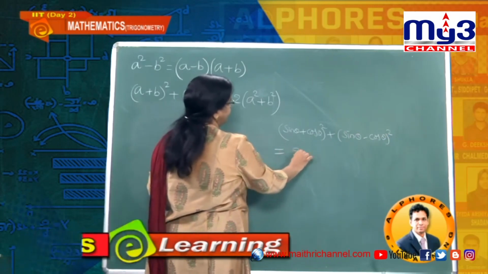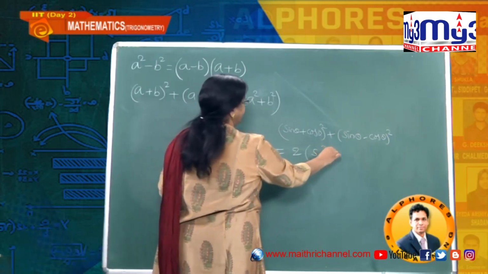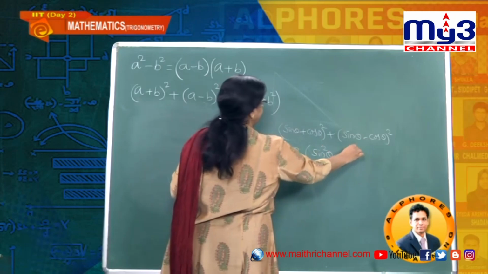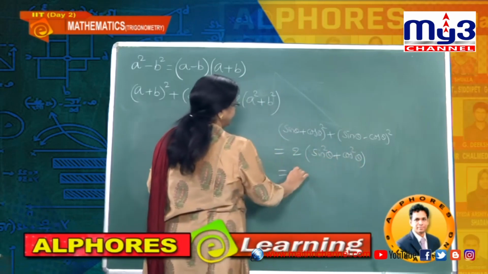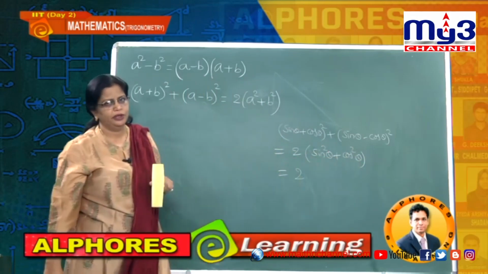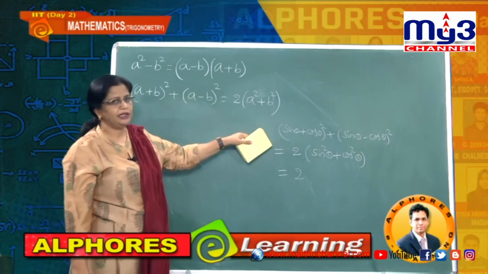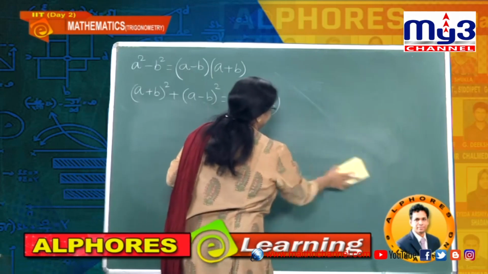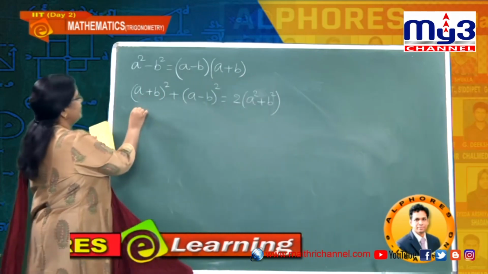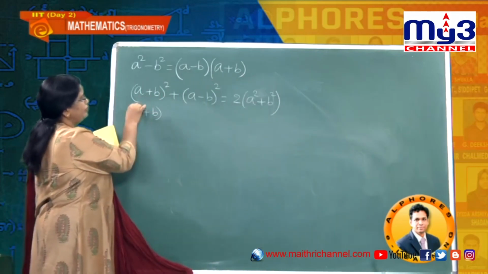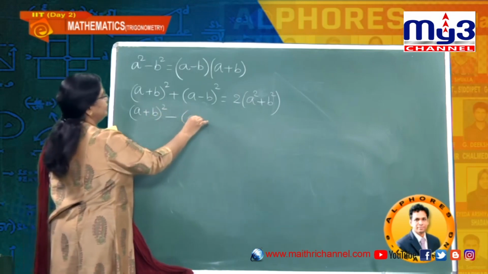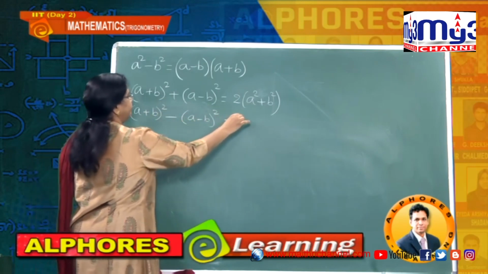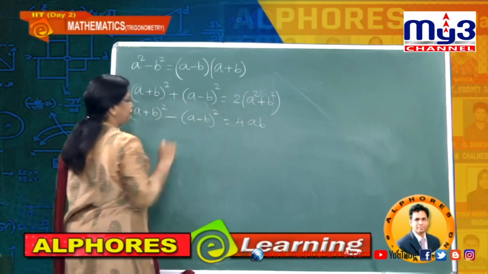Directly you write it as 2 times (sin square theta plus cos square theta), and thereby your answer is nothing but how much? 2. So in this way just make use of this kind of formulae. And next one is, if I take minus symbol, that is (a plus b) whole square minus (a minus b) whole square, then this is equal to 4 times ab.